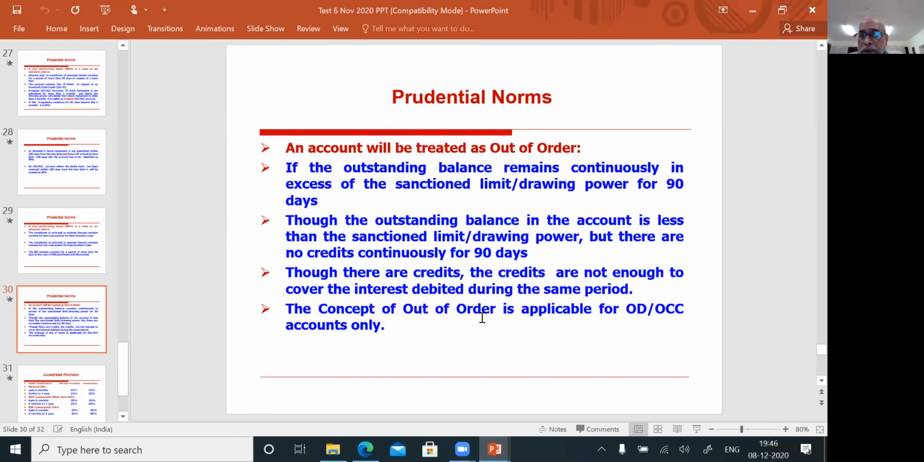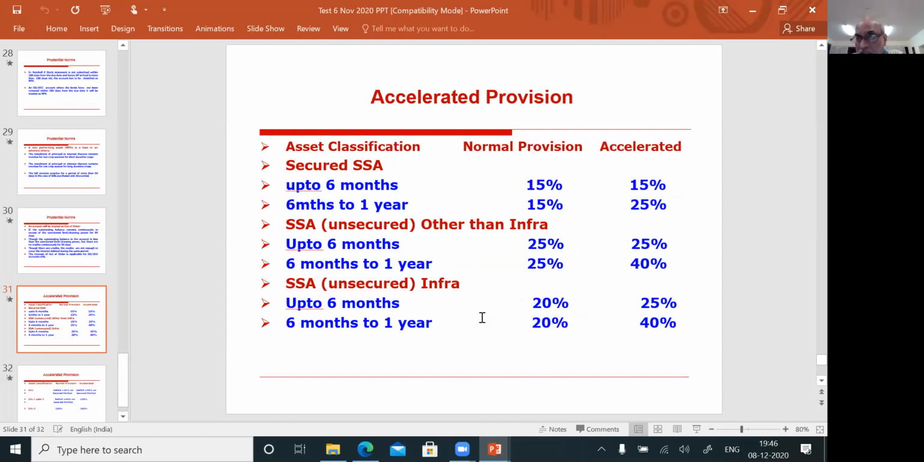Then there is a concept called accelerated provision. Friends, you know what the provisions are for different categories of advances. For standard assets, there is a provision. What is the standard asset provision? Agriculture, farm credit and MSME, it is 0.25%. Commercial real estate, 1%. Commercial real estate, residential housing, 0.75%.